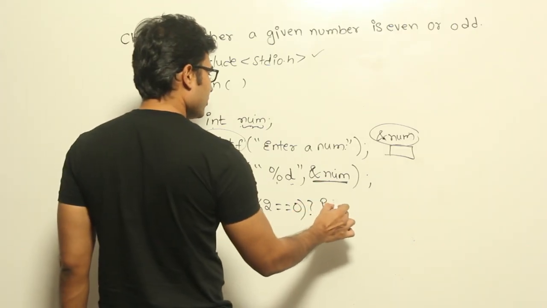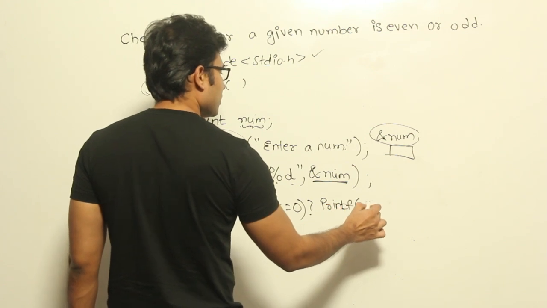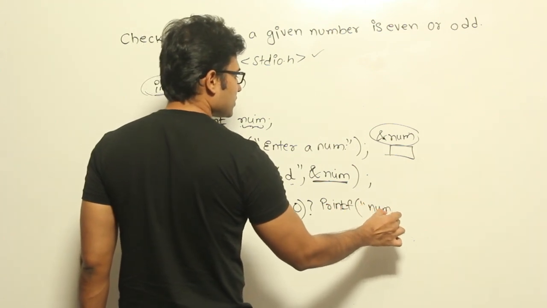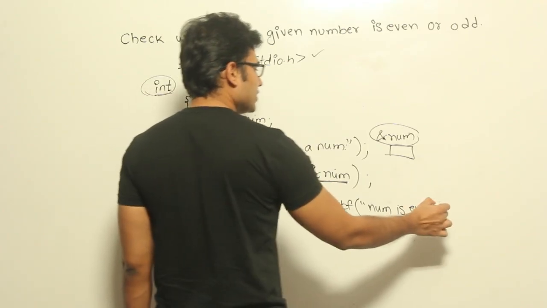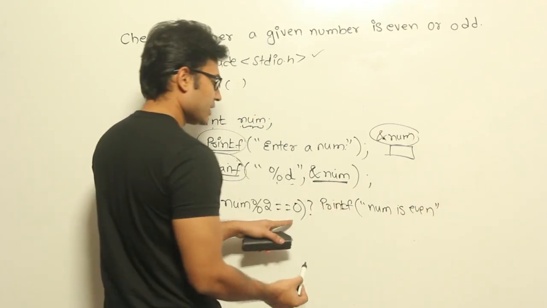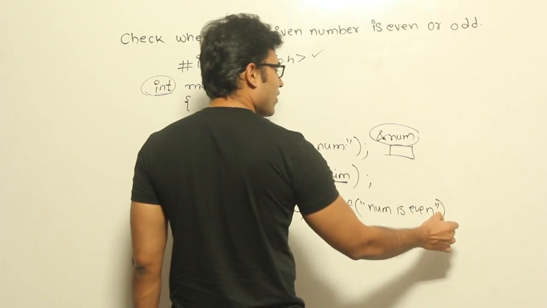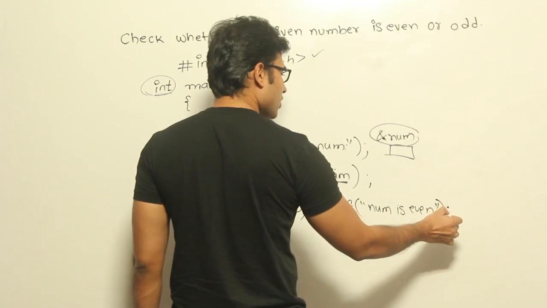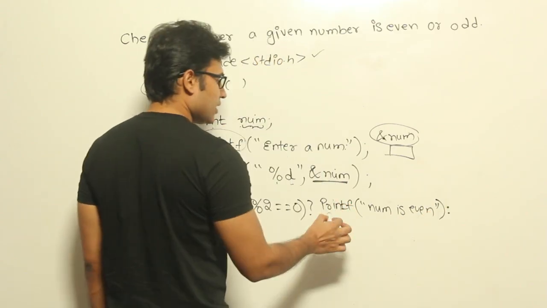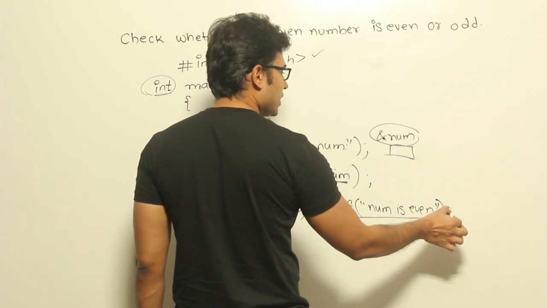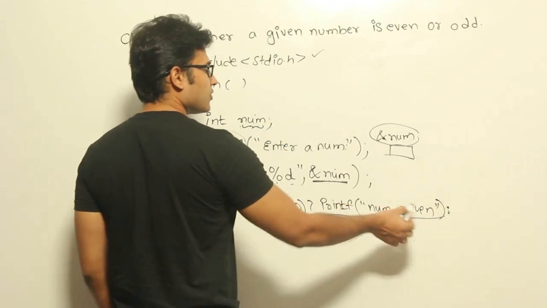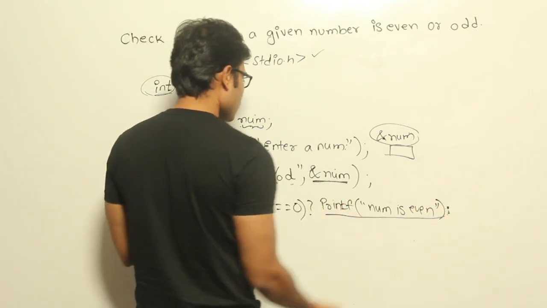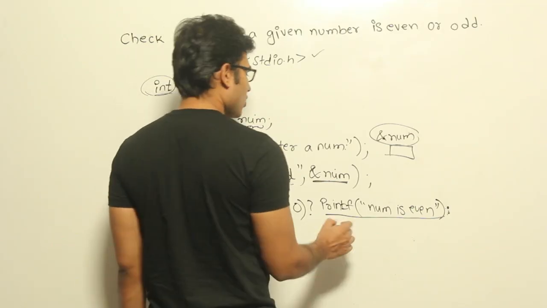Therefore, I can write printf number is even, right? If this is not the case, which means if this condition fails, then I'll execute the statement which is after this colon. Are you getting this? There will be a statement here ending with a colon. Now if this condition is true, then this statement will be executed. If this condition is false, then the statement after the colon will be executed.